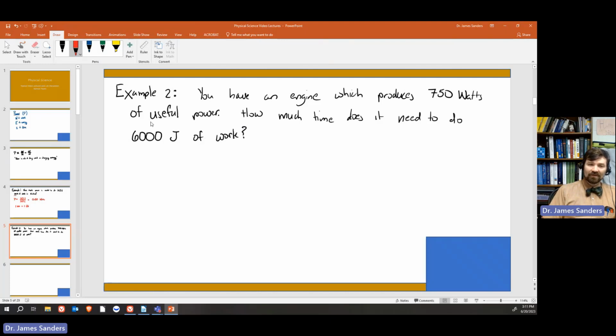Now, this "useful power" all means is that an engine can produce more power than what is actually used. In fact, there's an efficiency factor associated with any engine. Part of that efficiency factor is how much energy you put in versus how much you get out. But even of the energy you get out as mechanical energy, not all of that necessarily goes towards actually doing work. So this is how much power is actually going towards doing work.